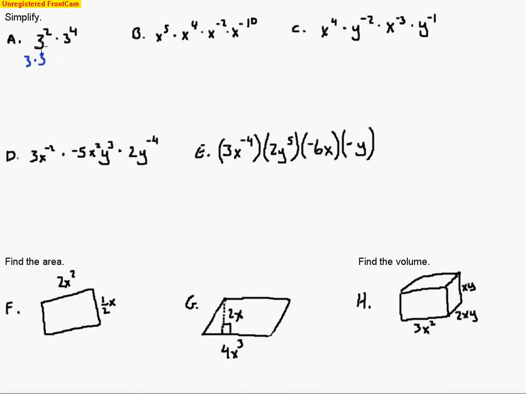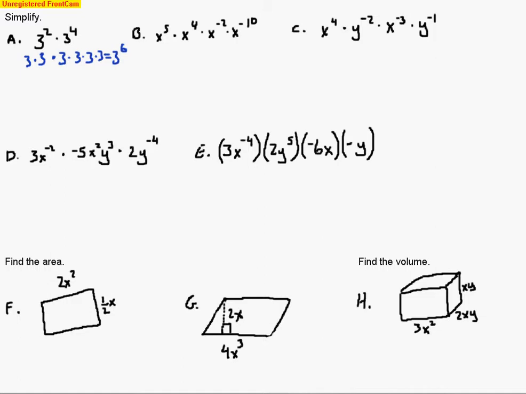So 3 to the second just means 3 times 3. 3 to the 4th means 3 times 3 times 3 times 3, so 4 3's all being multiplied together. Let's count up how many 3's we have now. I have 2 3's, and this is being multiplied by 4 3's. That means we have a total of 6 3's all being multiplied together, and that makes 3 to the 6th power.